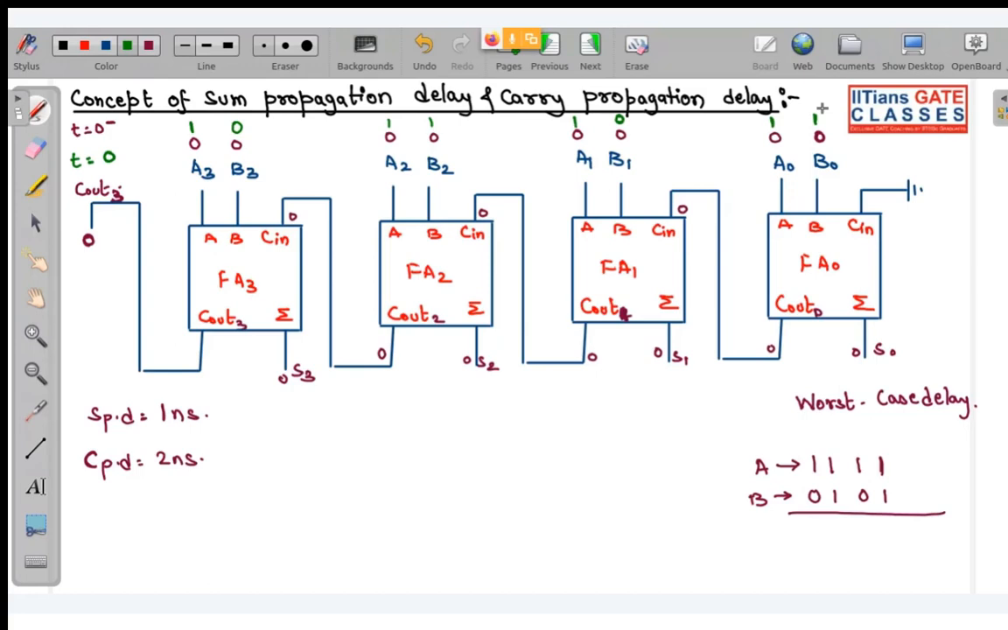Oh, wait a minute. I will not be able to get this formula because one plus one will be 0. So here I won't be getting propagation delay. Okay, let us see. Okay, fine. We will get.